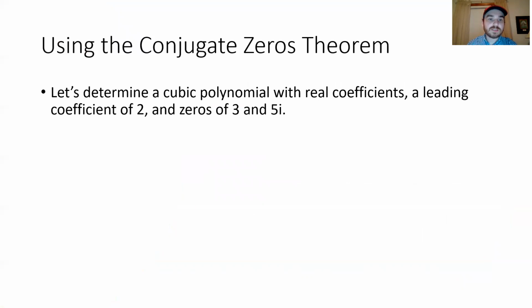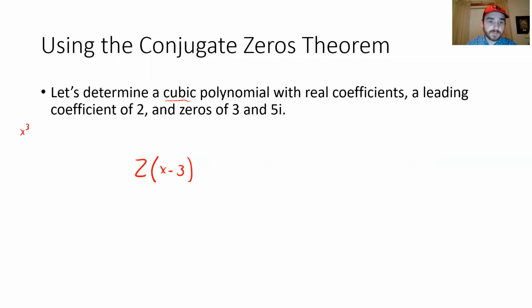So let's determine a cubic polynomial with real coefficients, a leading coefficient of 2, and zeros of 3 and 5i. So first of all, since it's cubic, we know that our final degree is going to be x to the 3rd. We also know that our leading coefficient is 2, so let's write that out first, and this time I'll actually remember to multiply it. And then we've got zeros of 3, so that one's easy.